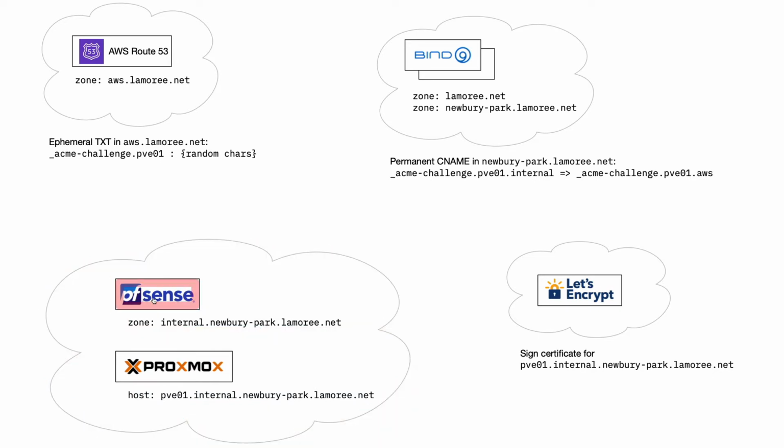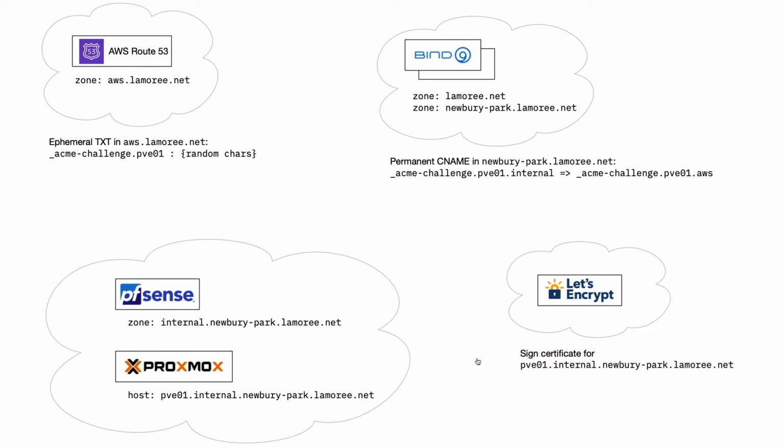This pfSense router is running the DNS and DHCP for the network, and so that's where this hostname lives. There isn't any access from the public to this Proxmox server, but I would like to learn more about how to use the DNS plugin. And how that's going to work is that my Proxmox server is going to set up with Let's Encrypt to request that a certificate is signed for this host.